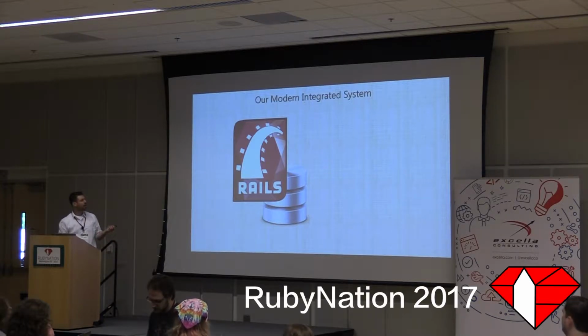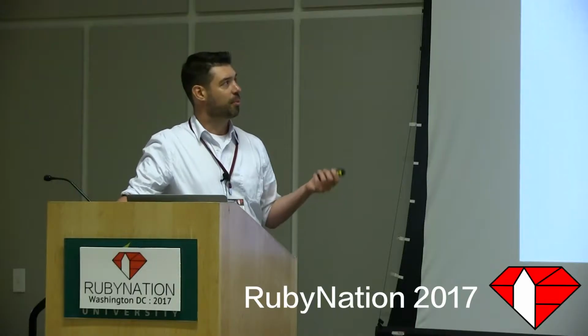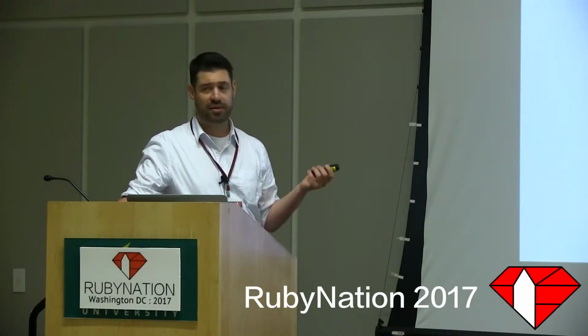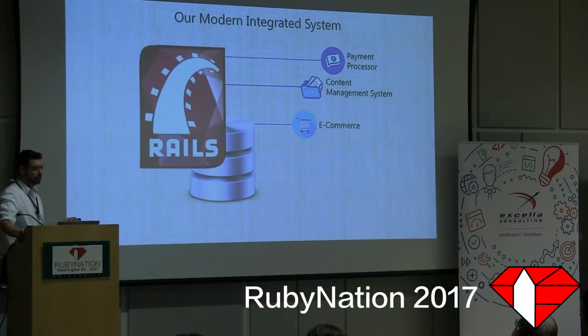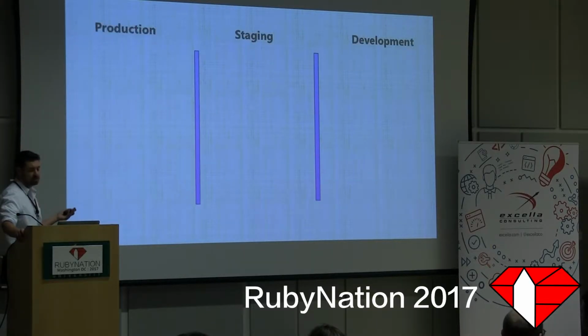So our modern integrated system is hooked into a lot of different platforms. We've got these pointers into, let's say, our payment processing system, our content management system, e-commerce. We might have invoices that point to an accounting system, all different kinds of systems. When those pointers are lost, the integrations break.